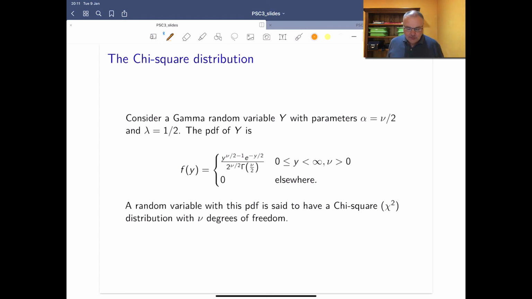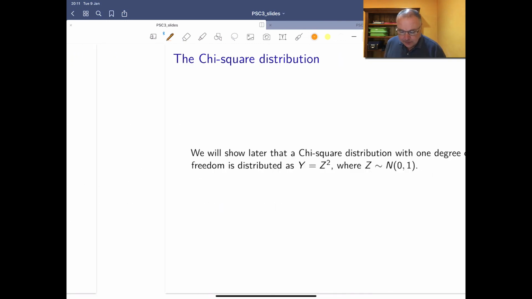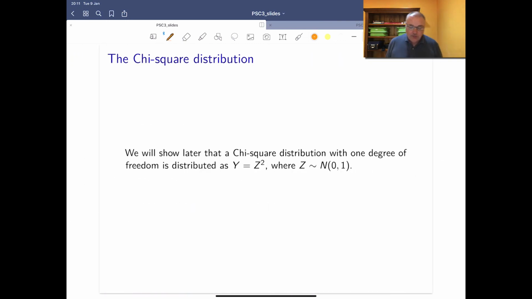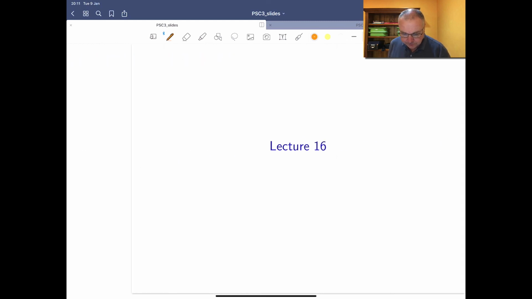We'll come back to the chi-squared in a short while, because you can also show that the chi-squared distribution with 1 degree of freedom you get by taking a standard normal and squaring it. And to actually show that, we'll need to start looking at how we get distributions for transformations of random variables.